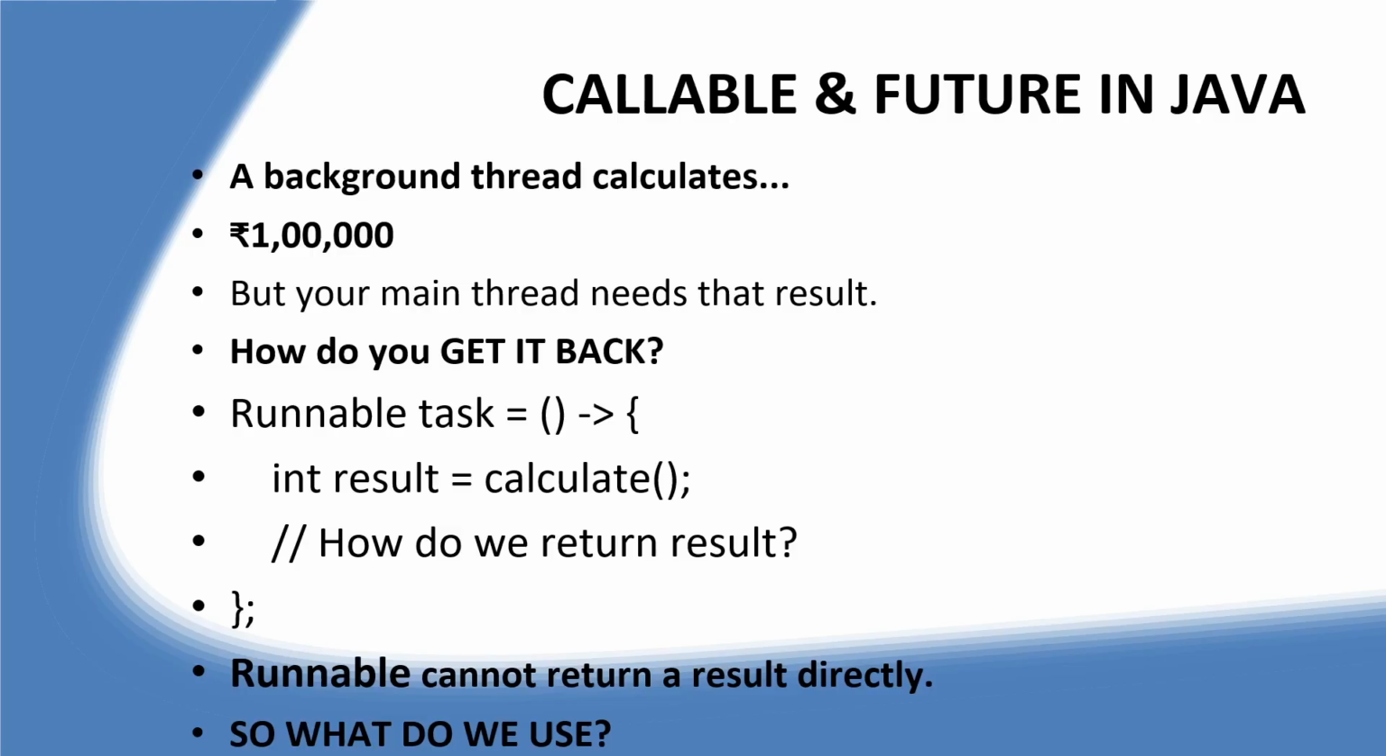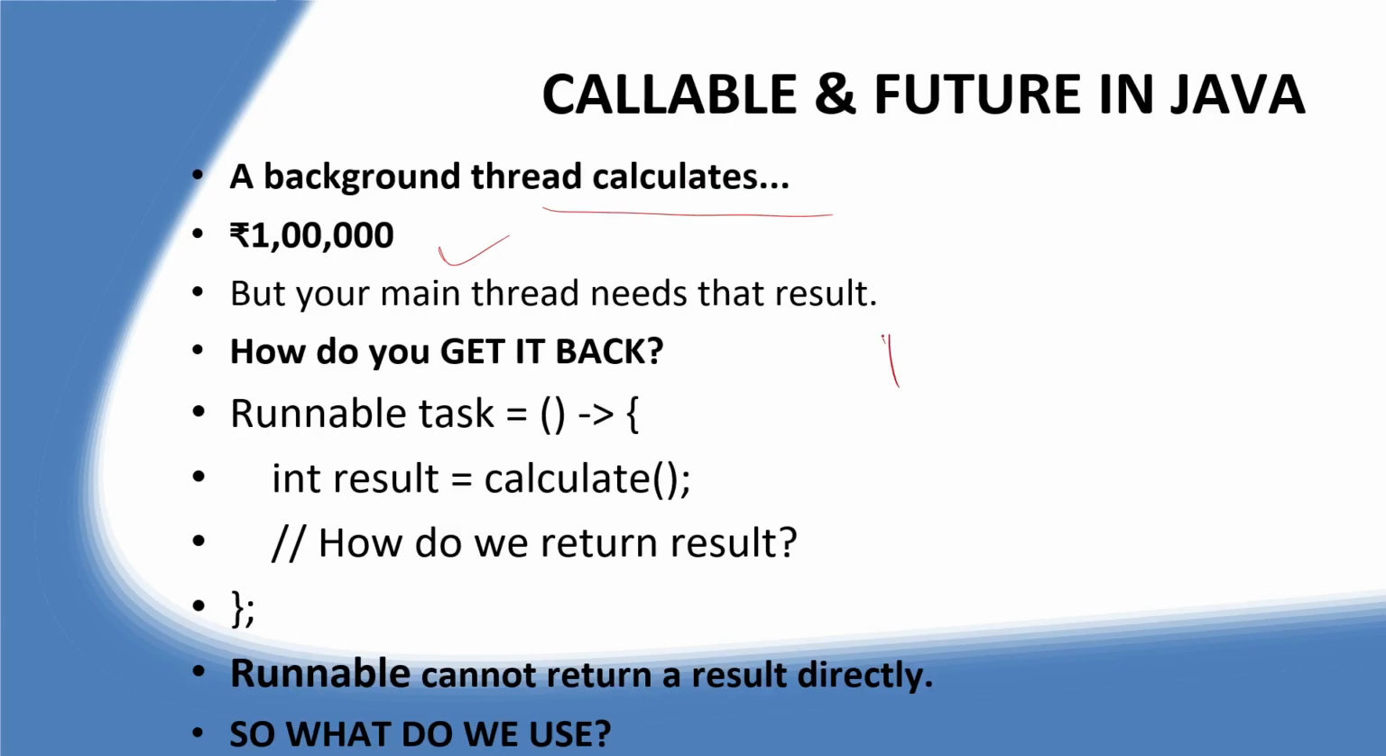So let's get started. Callable and Future. Imagine you send a long running calculation to a background thread. The task finishes successfully and calculates a result. Now your main thread needs that result, but there is a problem.